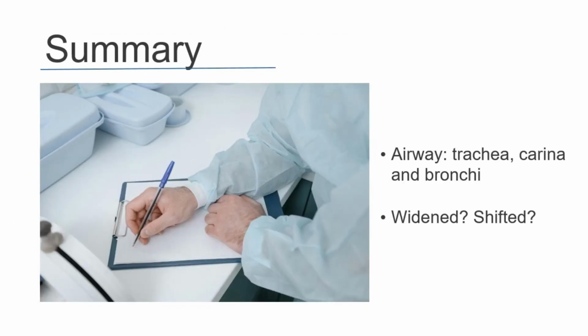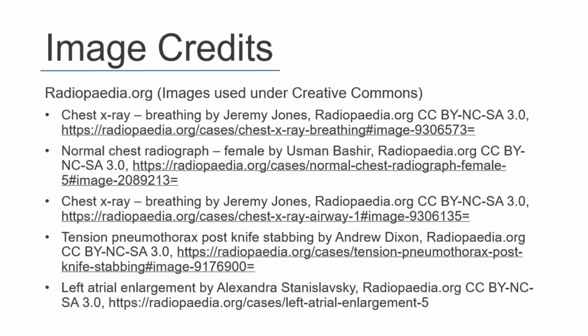To summarize, the ABCDEF approach, the airway part, includes the trachea, carina, and bronchi. Ask yourself, is anything widened? And has anything shifted out of its normal range? Our next video will be part 2, looking at B, breathing, in the ABCDEF series.